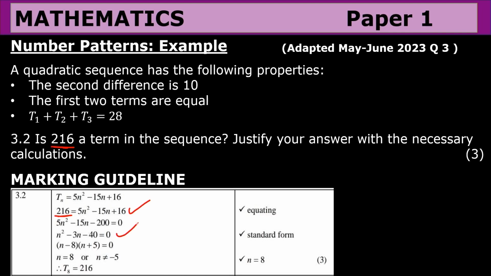Then we are going to get a mark for the standard form. And then after factorizing, you'll see that you do get 2 answers, and one of them indeed is 8. And there we have shown that indeed 216 is a term in the sequence. It is in fact the 8th term, and that is how or where those marks would be allocated. Let's quickly go to an ad break, and then we'll see you just now for the rest of our questions.